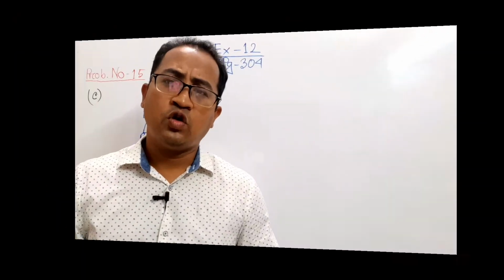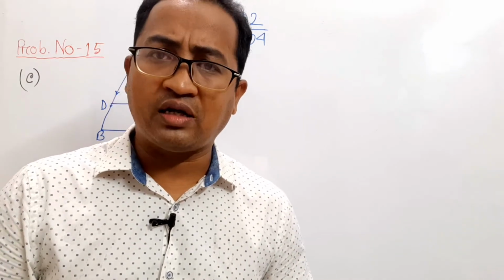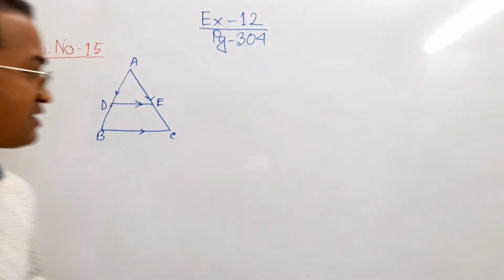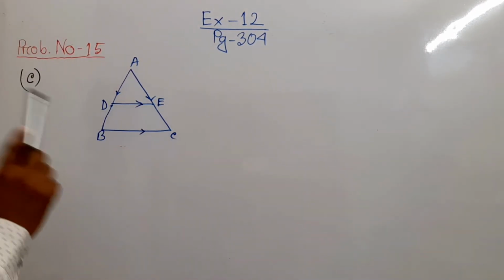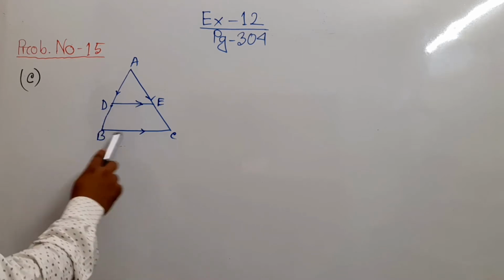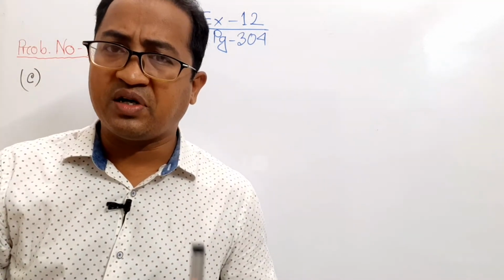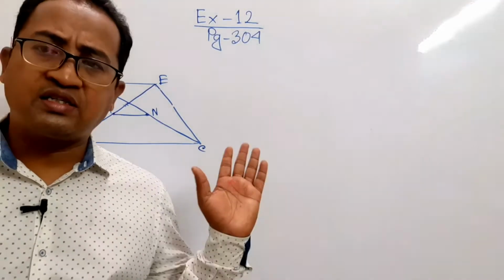Proved. Now, question number C. I have told that there is a correction on question number C. The name of the trapezium is DBCE. Actually, the name of the trapezium will be DBCE. So, again I will draw a trapezium DBCE. So, let's see the board.